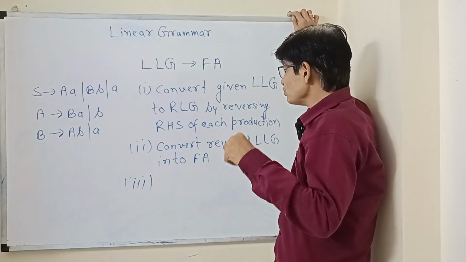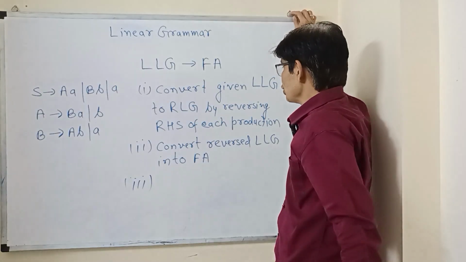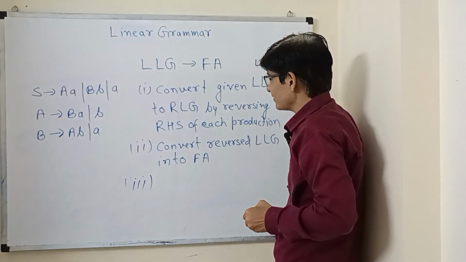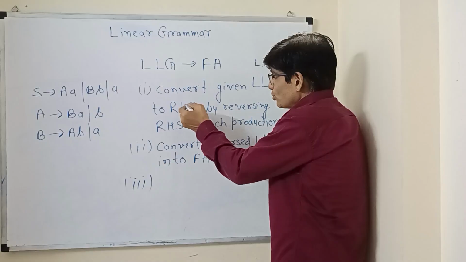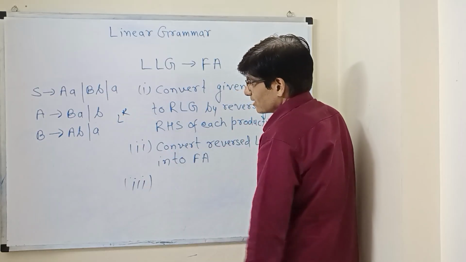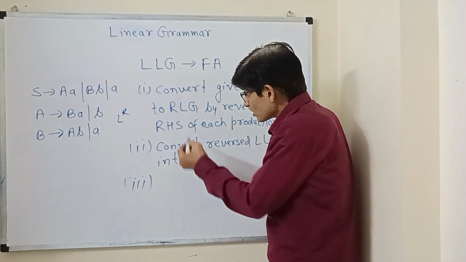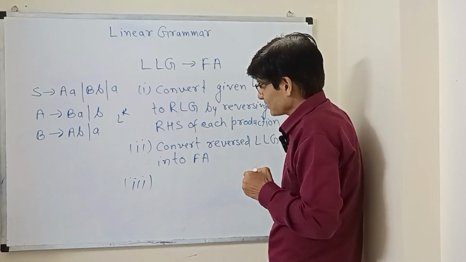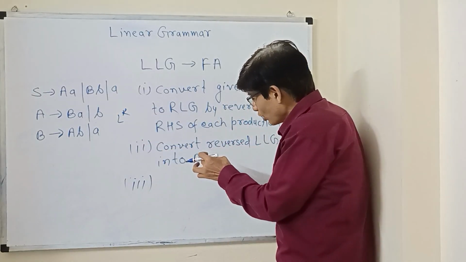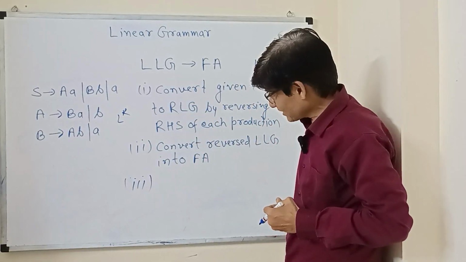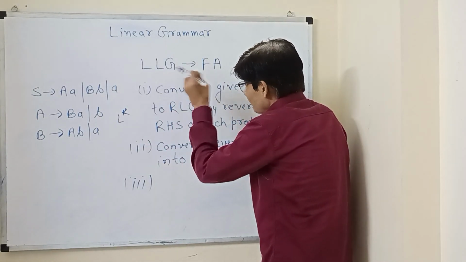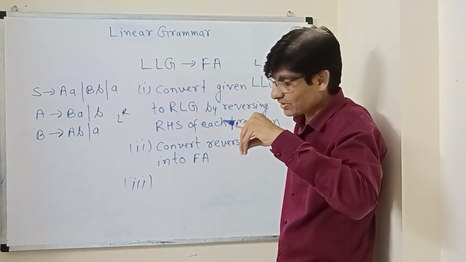Suppose this LLG is generating language L. Now if you convert this LLG into RLG, the language generated by this RLG would be reversal of L. Now, when you convert this RLG to finite automata, this finite automata will also accept strings of reversal of L.